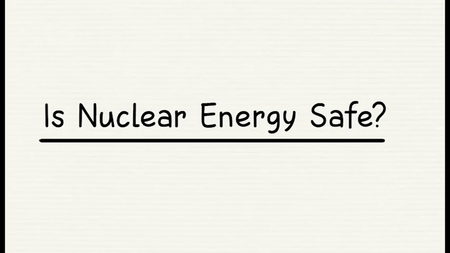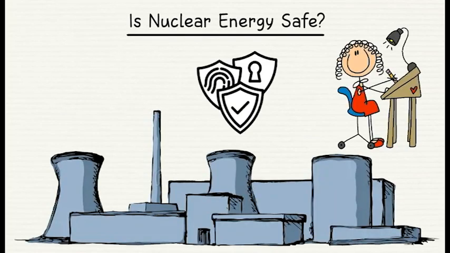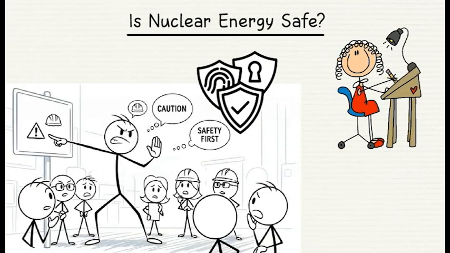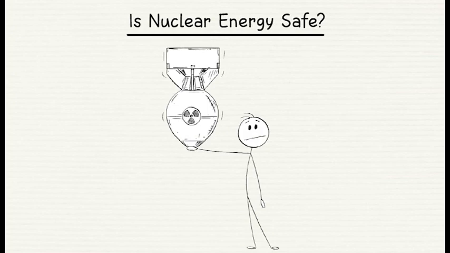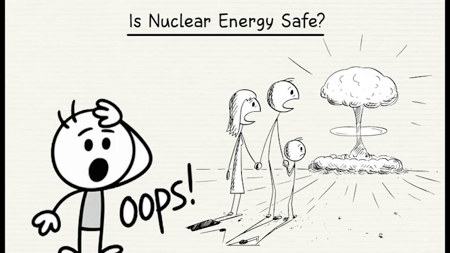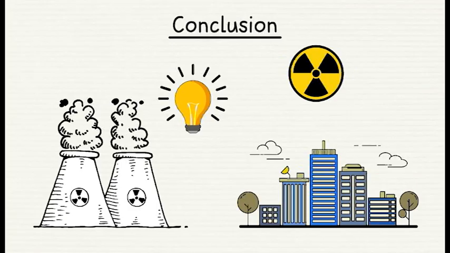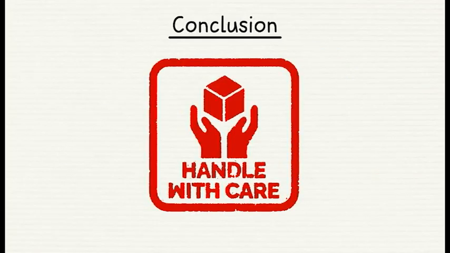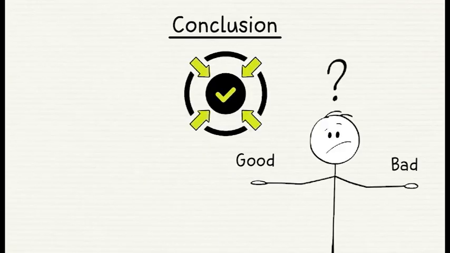Is nuclear energy safe? Modern nuclear plants are designed with multiple safety systems and strict international regulations. When managed responsibly, nuclear energy can be safe, but even small mistakes can lead to major consequences. Conclusion. Nuclear energy is a powerful tool that can light up cities and save lives, but it must be handled with extreme care. It is neither completely good nor completely bad. Its impact depends on how wisely humans use it.